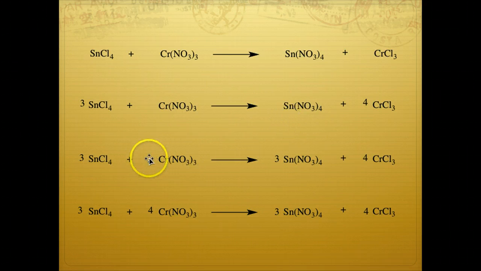So let's see what we're going to do. We have 4 here, none here. Or actually got 1. So we can go to a 4 here and a 4 here. So we've got 4 on both sides, 4 chromium on both sides. Let's check this. We do have 12 chlorides on both sides. We have 3 Sn on both sides, and we have 4 times 3 is 12 nitrate ions. So this is the balanced equation, as you can see at the bottom.